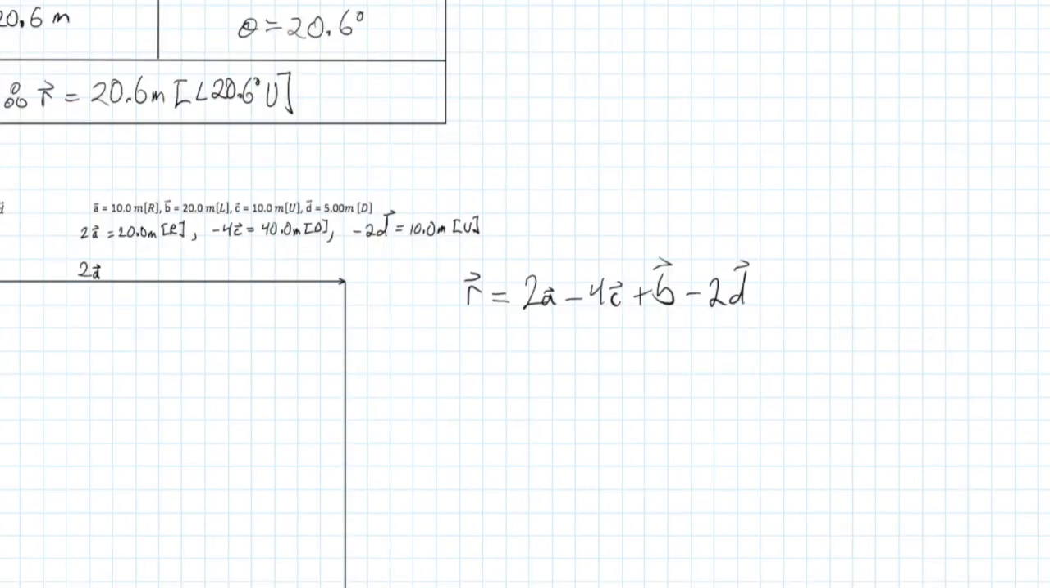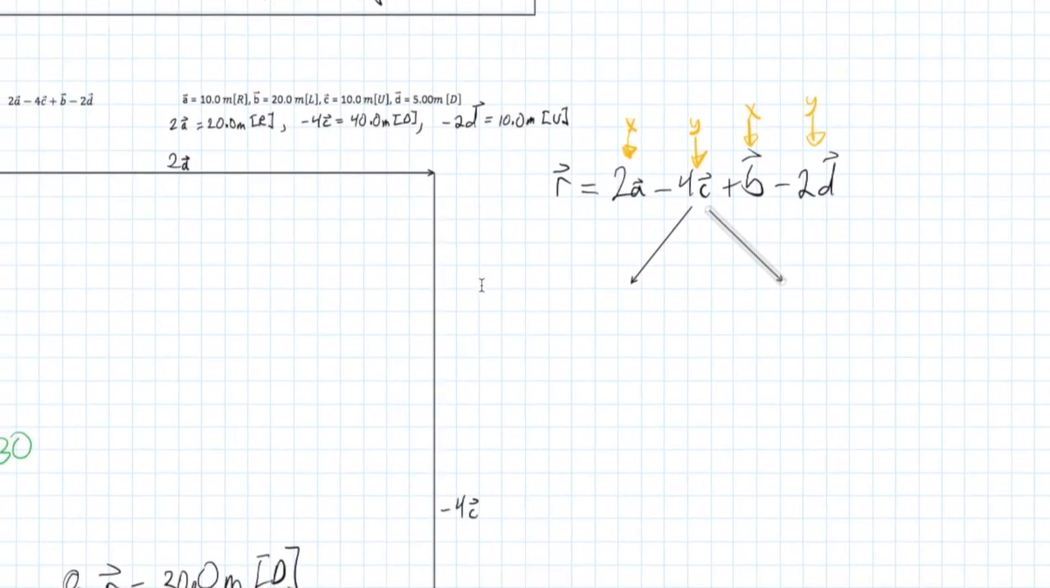Let's take a look at which axis each of these vectors is on. The first vector, 2a, is on the x-axis. The vector negative 4c is on the y-axis. Our b vector is on the x, and this negative 2d is on the y. So what we're going to do is break this whole expression up into two equations. One that just works on the x-axis and the other that works on the y.